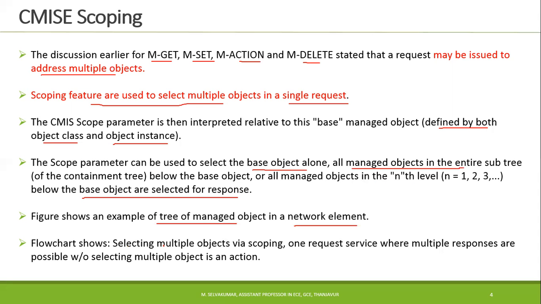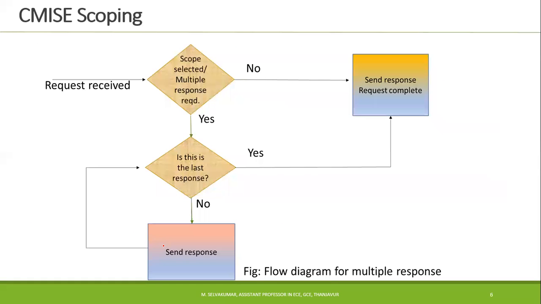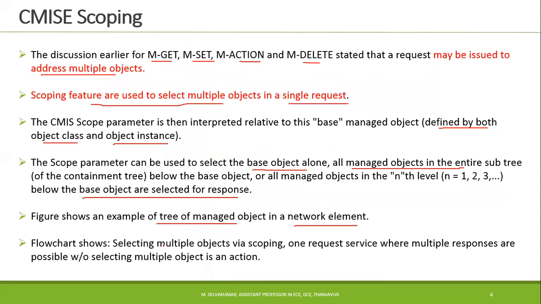The flow chart shows how multiple responses can be selected from the managed objects of the remote systems. The flow chart shows selecting multiple responses via scoping, where one request service can give multiple responses, versus the case without selecting multiple objects, which is a single action.